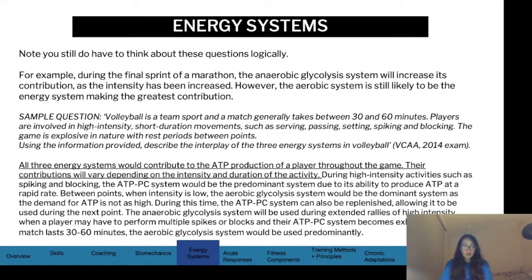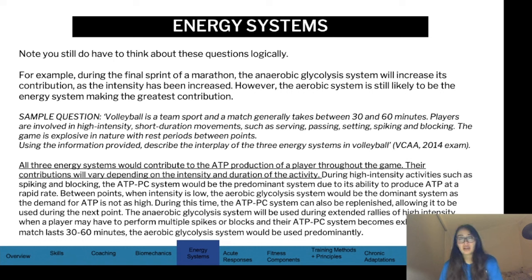So you'd always, always, always start off with: all three energy systems contribute to the ATP production of a player throughout the game, and their contributions will vary depending on intensity and duration of activity. So something like that. All the energy systems contribute to ATP production throughout the game with varying intensities and durations. You want to discuss all the energy systems in turn.